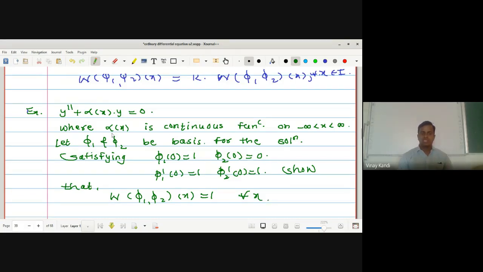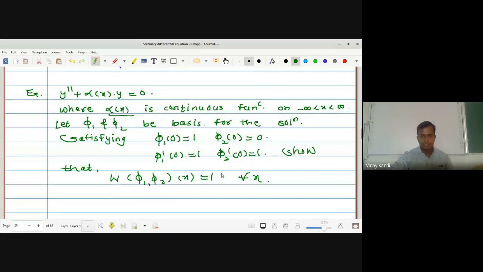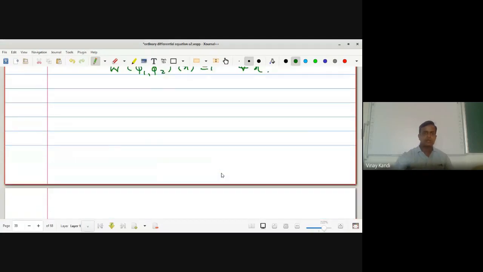Alpha of x is a continuous function, given. Again, phi 1, phi 2 are the basis for the solution. Whose solution, whose basis is it here? Solution which satisfies these four conditions. Then show that rho skin of phi 1, phi 2 at any point x is equal to 1. Okay. Do you understand the question? Now, the proof.